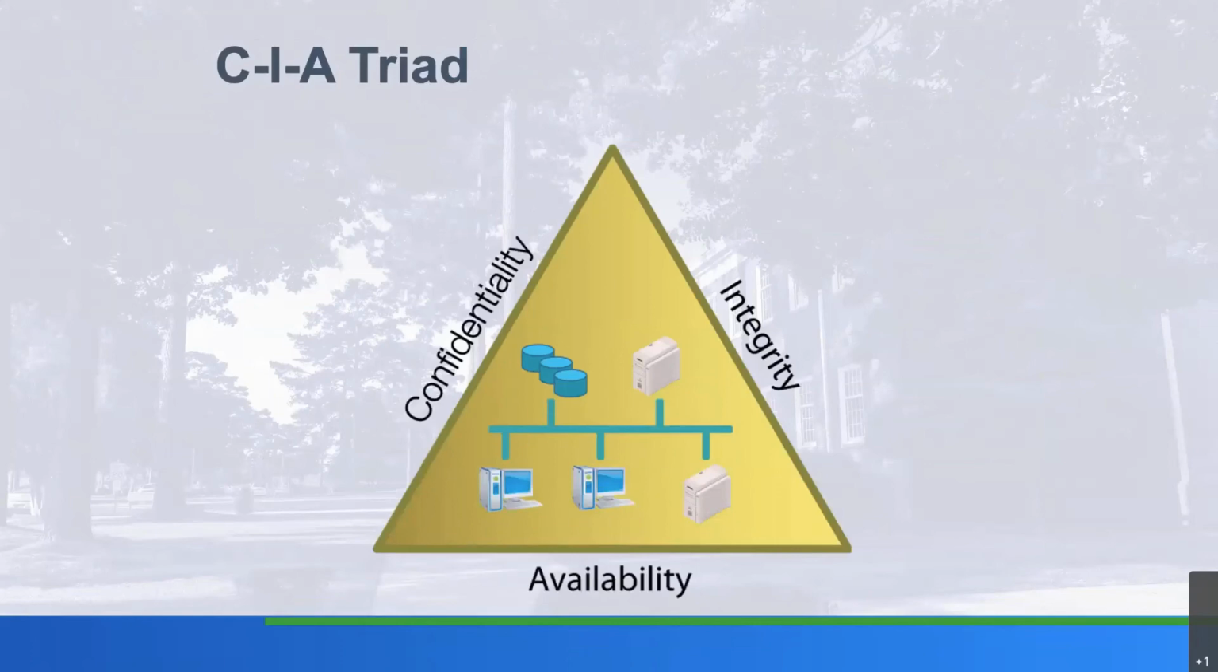And again, all of these controls are going to support the CIA triad. Confidentiality, making sure that only authorized users can access information. It's going to support integrity, making sure that only authorized users can make changes to our information. And availability, that the systems are available to legitimate users when they need to be available.